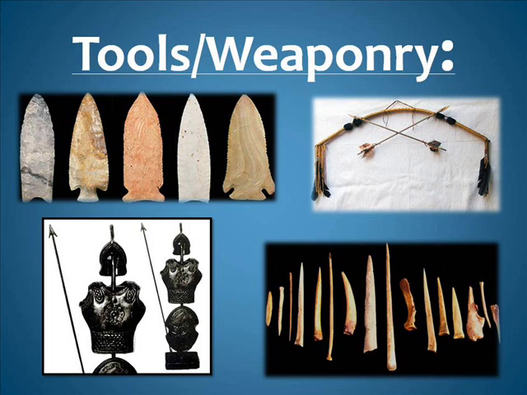So one type of artifact that an archaeologist or historian or geographer might find at a dig site would be tools or weaponry. And if you look at this slide, on the top left-hand corner you see a series of arrowheads. You also see to the right of that a bow and arrow that was used by Native Americans. Beneath that there are different types of needles and pins that were used, and these were created through animal bone, different stones, and things like that.